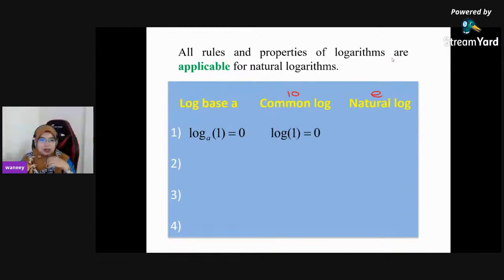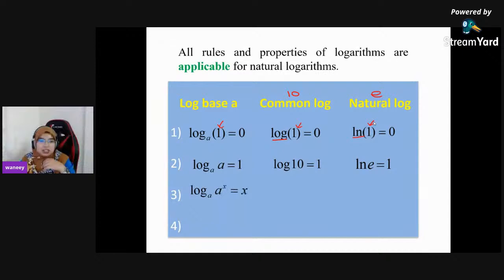Okay, so log to the base of a, log a of 1 is equal to 0. So log 1 also equals 0. In natural logarithm, ln of 1 also equals 0. So you just simply change the base, but as long as you have 1 at the back, it is always equal to 0. Log a of a is equal to 1. So in general, log a of a is equal to 1. If you have 10 as your base, it should be log 10 of 10 equal to 1. If you have e as your base, it should be ln of e equal to 1.